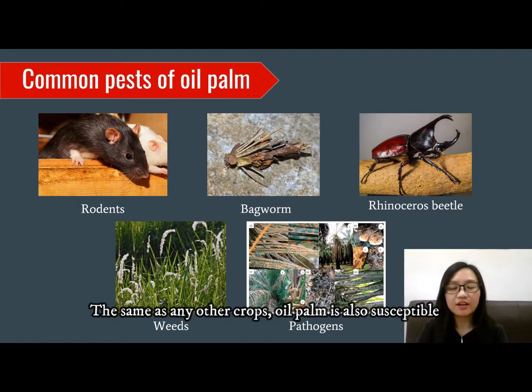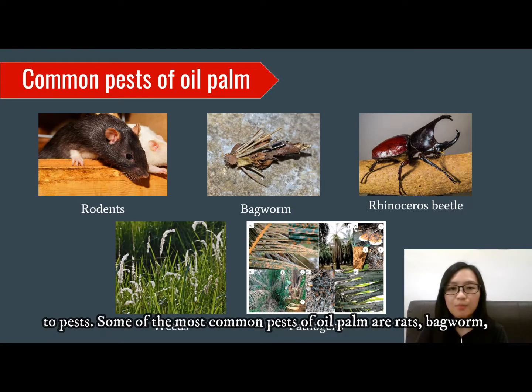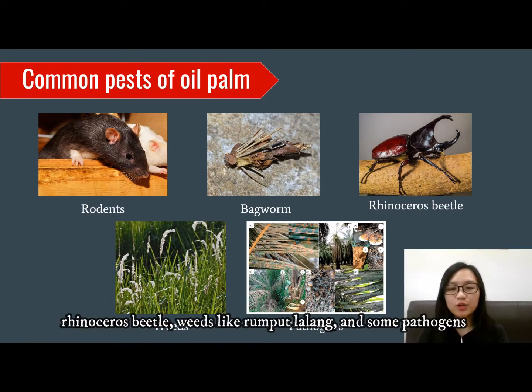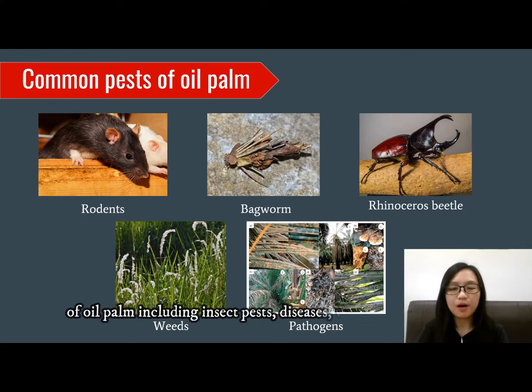The same as any other crops, oil palm is also susceptible to pests. Some of the most common pests of oil palms are rats, bagworm, rhinoceros beetle, weeds like rumput lalang, and some pathogens that cause diseases. In this video, we will be discussing the management of common pests in oil palm, including insect pests, diseases, weeds, and rodents.